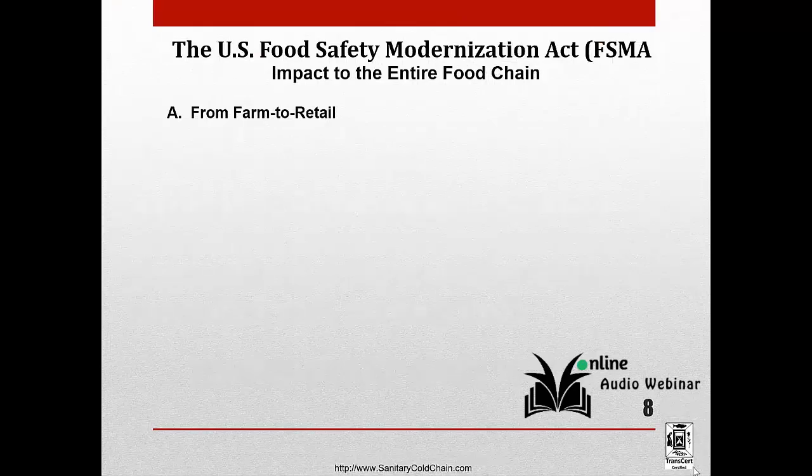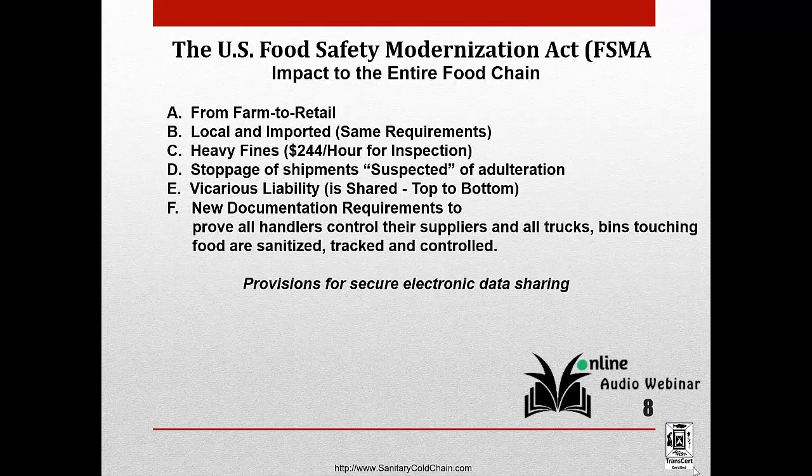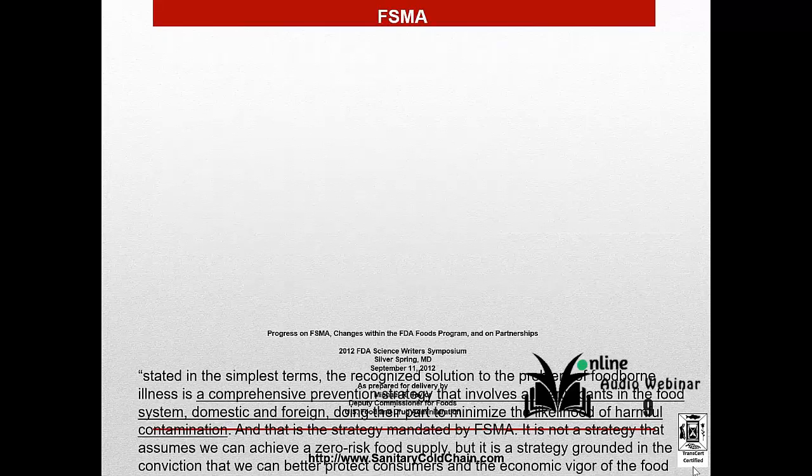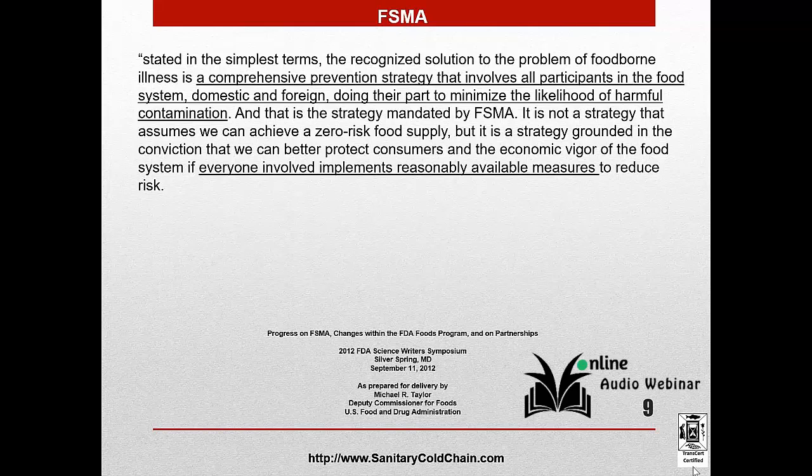Okay, the FSMA, the entire Food Safety Modernization Act, of which this set of rules is a part, covers everything from farm to retail. We have provisions in here for secure electronic data sharing. FSMA demands a comprehensive preventive strategy that involves all participants in the food system, domestic and foreign, doing their part to minimize the likelihood of harmful contamination.